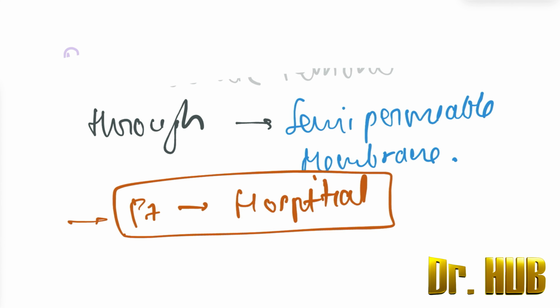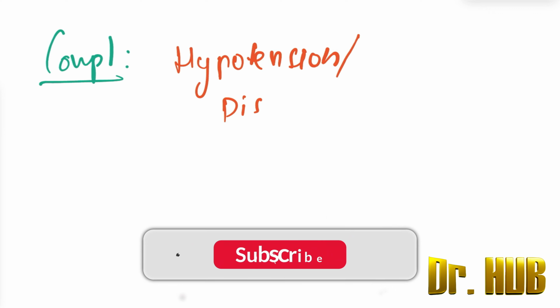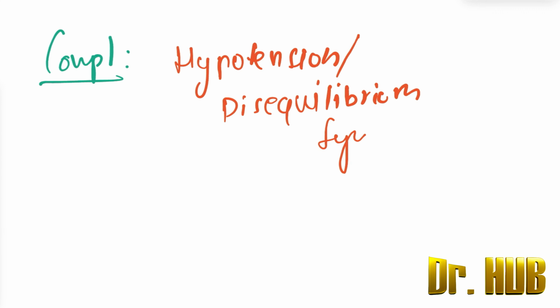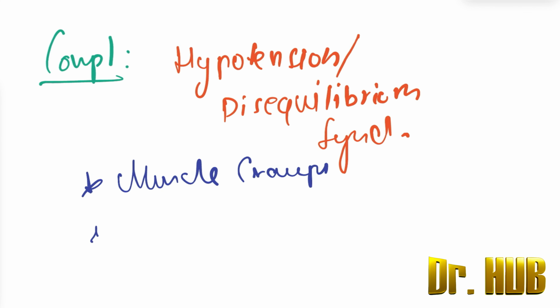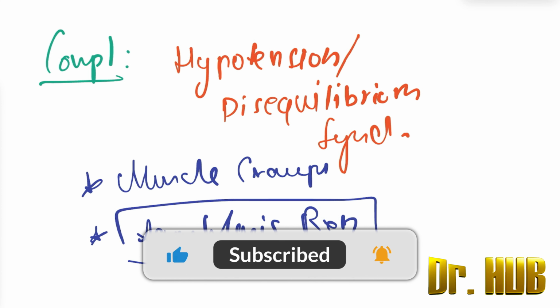And now, what are the complications of this hemodialysis? Hemodialysis is accompanied with some complications such as hypotension. So the individual can present with hypotension, and there can be disequilibrium syndrome. Next, it can also be associated with muscle cramps and anaphylaxis. Anaphylaxis reaction can also be present.